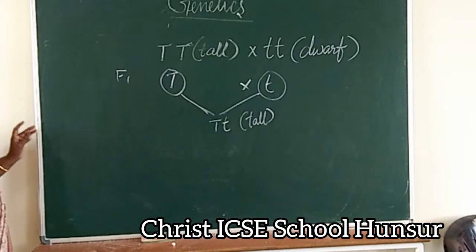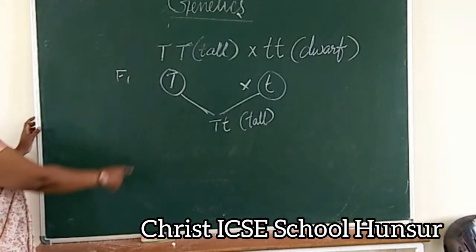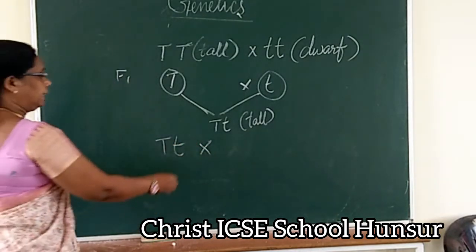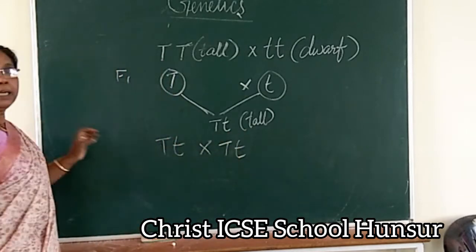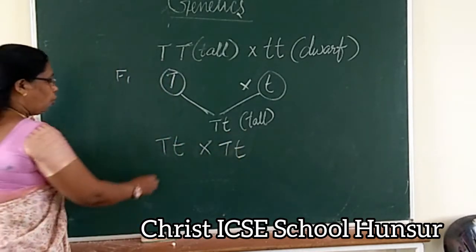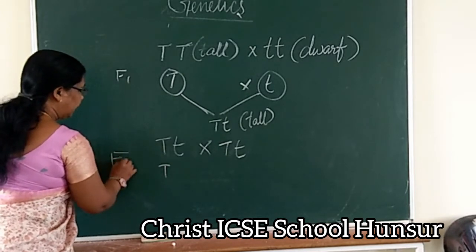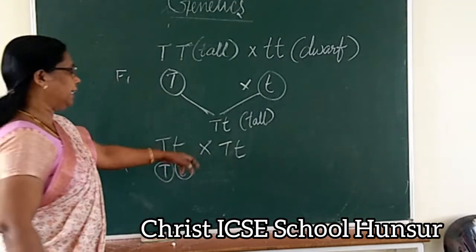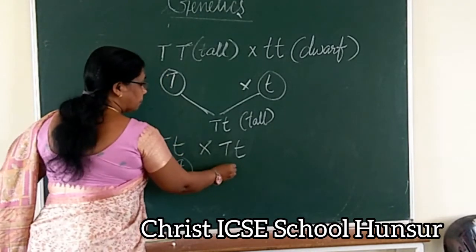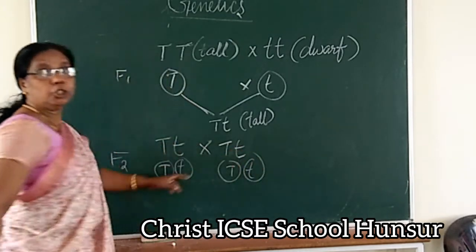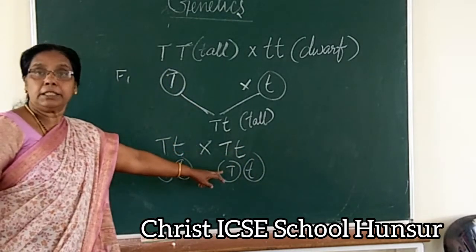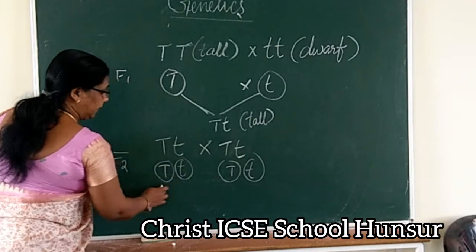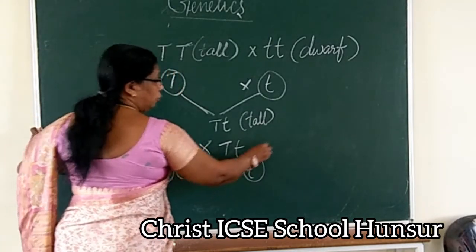Again in the F2 generation, we are cross-pollinating capital T, small t with capital T, small t. What are the possible gametes formed here? One is capital T and another is small t, and here also one capital T and another small t. So these are the gametes formed. Now let us see how this capital T combines with this T. I will show you in the checkerboard, the same way as I have shown you.